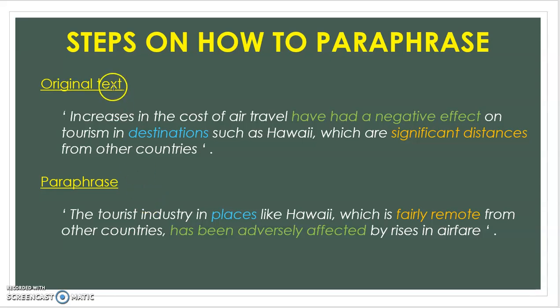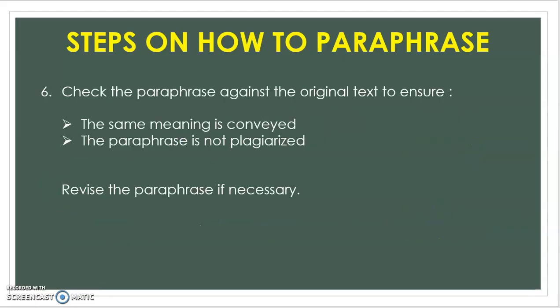Okay, if you can see here in the original text versus the paraphrased version, the green ones: have had a negative effect is replaced by have been adversely affected. The word destination is replaced by the word places, and significant distances here is replaced by the words fairly remote. Last but not least, please recheck your paraphrased sentence. Okay, thank you.